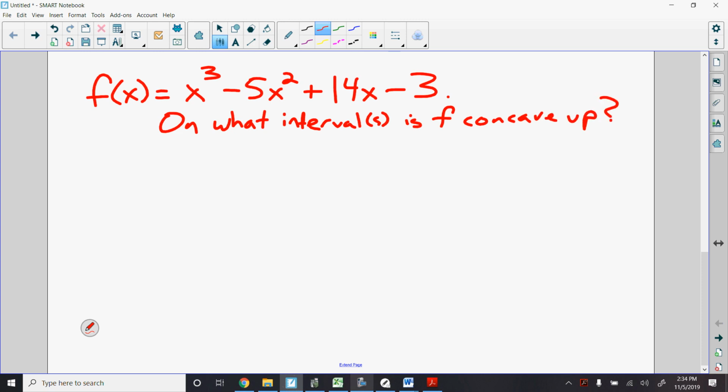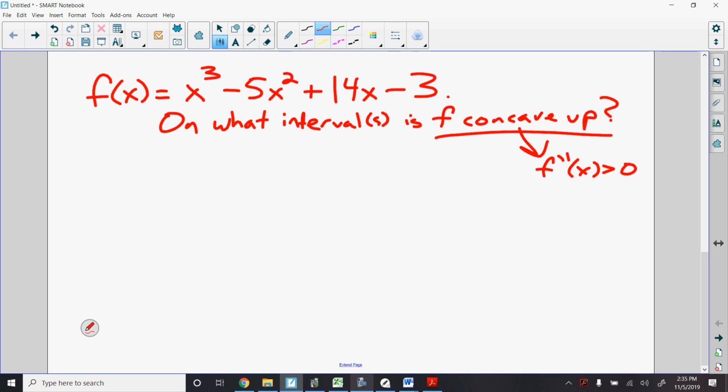So let's take a look at this function here. F of x is going to equal x cubed minus 5x squared plus 14x minus 3. The question is, on what intervals is f concave up? Well, when you see this question, you immediately have to know the definition that f is concave up when f double prime of x is positive. So what I need to do is I need to find f double prime of x, and I need to figure out where f double prime of x is positive.